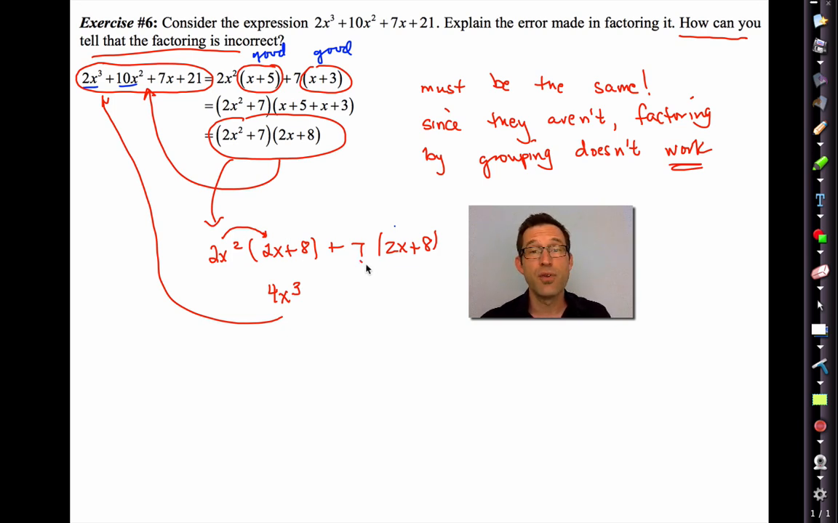Not to mention, if you did 7 times 8, forget about all the other things. 7 times 8, you'd get 56, but I'm only supposed to be getting 21, right? So you can tell that the factoring is incorrect by even just multiplying the two binomials out just a little. And you'll know that some of those terms in the original expression don't match up. Okay, pause the video now and think carefully about this. I really want you to be able to check your factoring, especially with things like grouping.